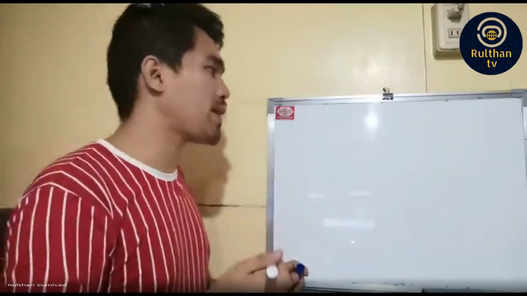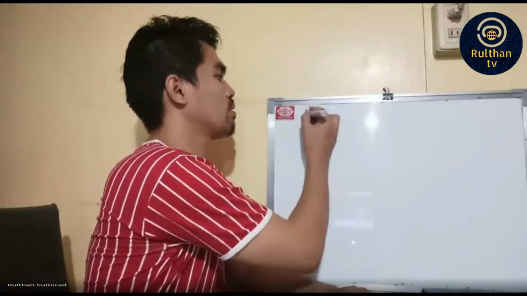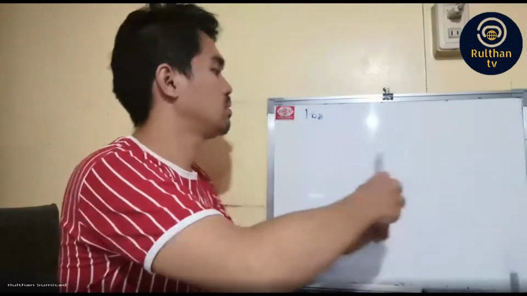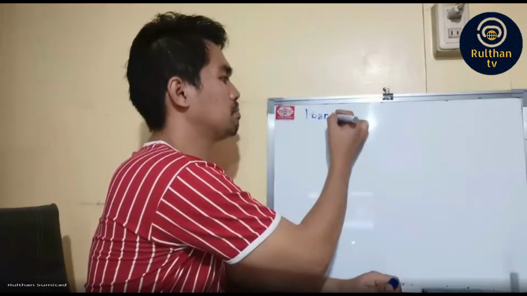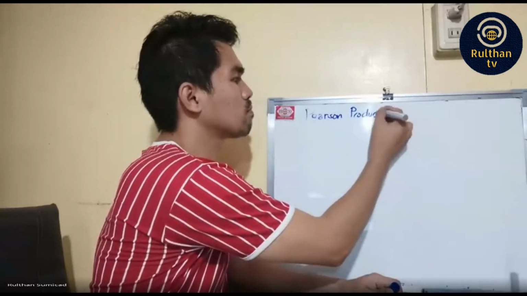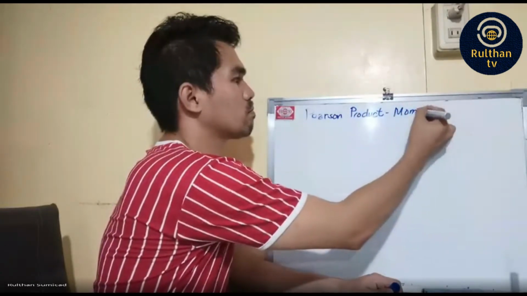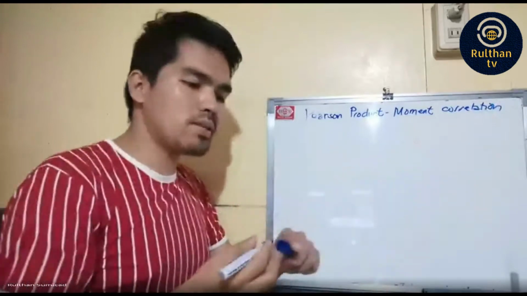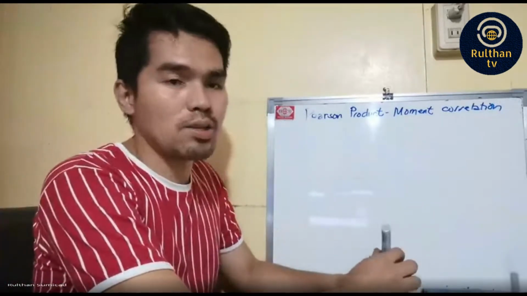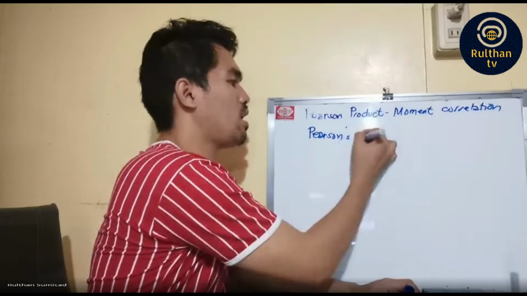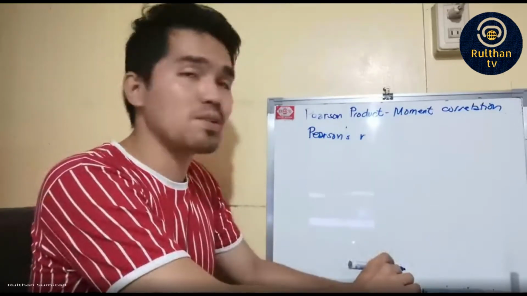Okay, exactly, we're going to talk this morning about the Pearson product moment correlation. So we have this so-called Pearson product moment correlation, also known as the Pearson R, or the Pearson's coefficient.